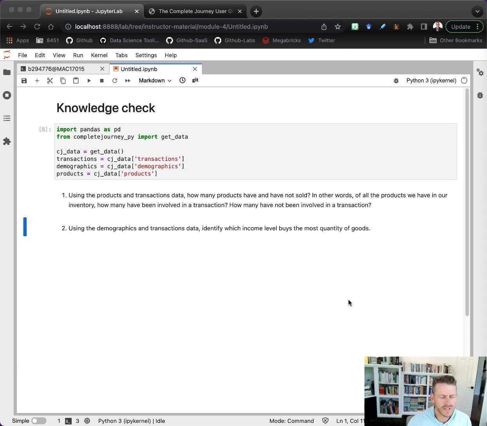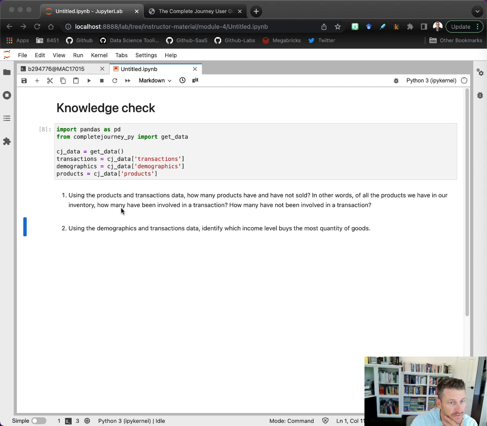All right, so let's go ahead and talk about this last knowledge check in the lesson. What we're going to do is use the complete journey data again, and we're using 3 different data sets: the transactions, demographics, and the products data. Number 1 says, using the products and transactions data, how many products have and have not sold?